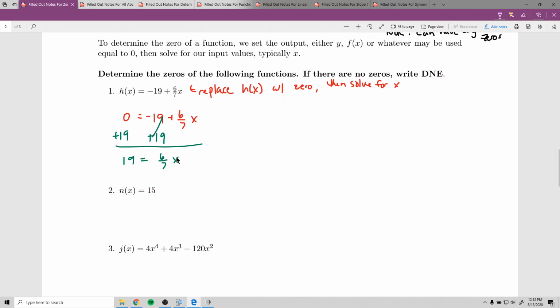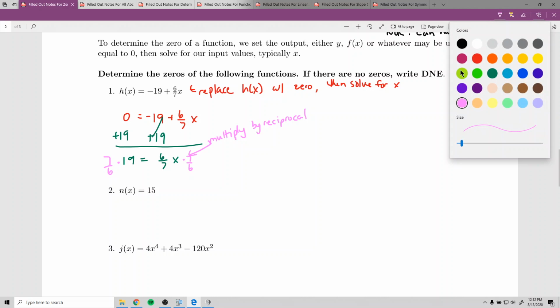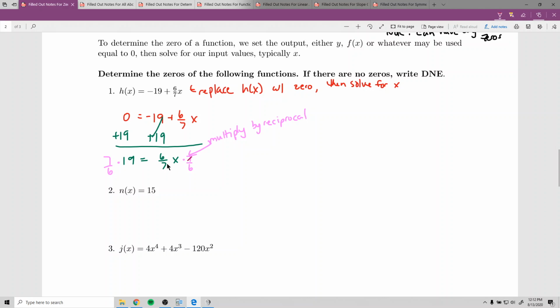Now if we want to get x by itself, if we want to cancel the fraction, we multiply each side by the reciprocal, which is the flipped fraction. So we multiply each side by 7 over 6. What that does is cancel out the 6 over 7, because the 7s on the top and bottom cancel, and the 6s cancel. And on the right side, we have just x.